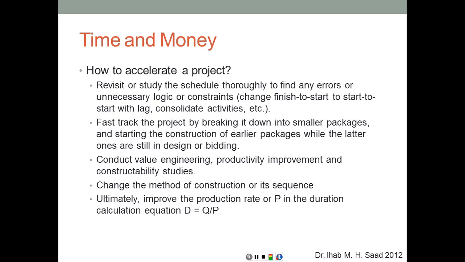Doing things in parallel rather than doing them in series, one after the other, might result in time shortening. Ultimately, improve the production rate, or P, in the duration calculation equation, Q over P. If I increase P, that means that while keeping the quantity the same, the duration is going to drop.